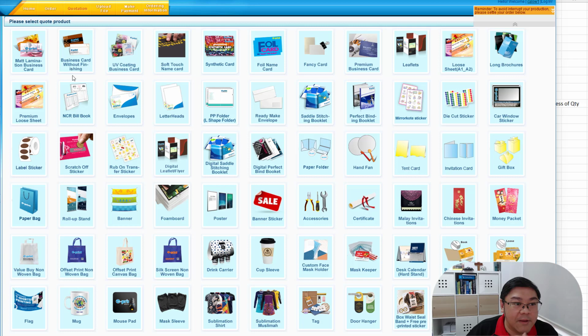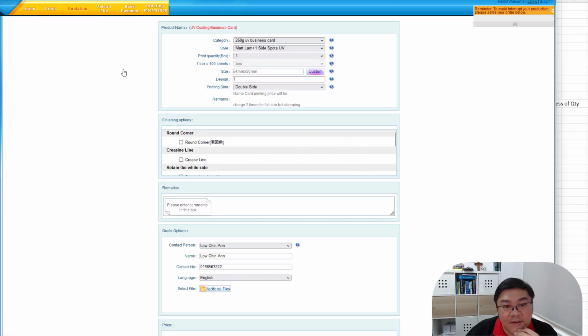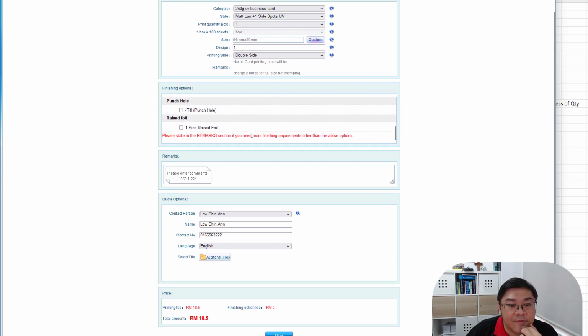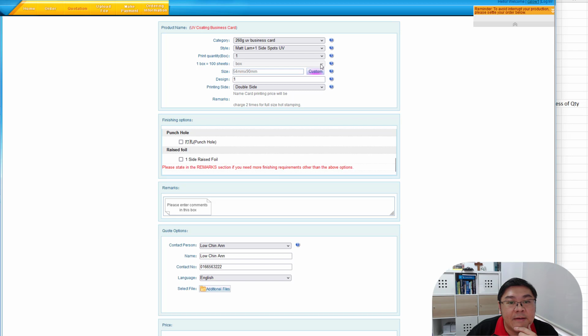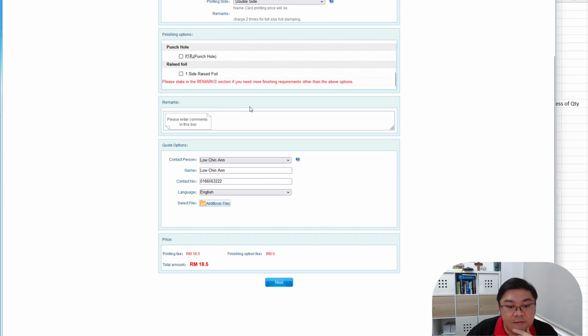Whichever one you're looking at does not really matter. Let's say UV coating business card. Now you notice the price of the card, the pricing is here. If I order just one box of the card, the price is 18.5.